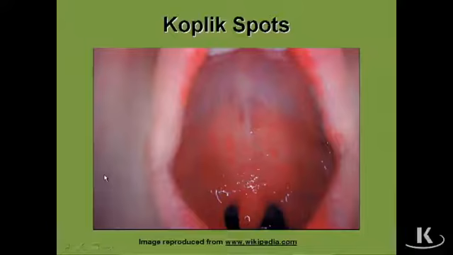Here is a nice image of the Koplik spots. Remember, I told you they look like little grains of sand in the buccal mucosa surrounded by this area of erythema. That is very likely to show up as an image. They can tell you that somebody comes in with a cough, a runny nose, conjunctivitis. They may or may not be sensitive to light. They have this weird kind of rash on the inside of their mouth. So you have to be able to identify Koplik spots.